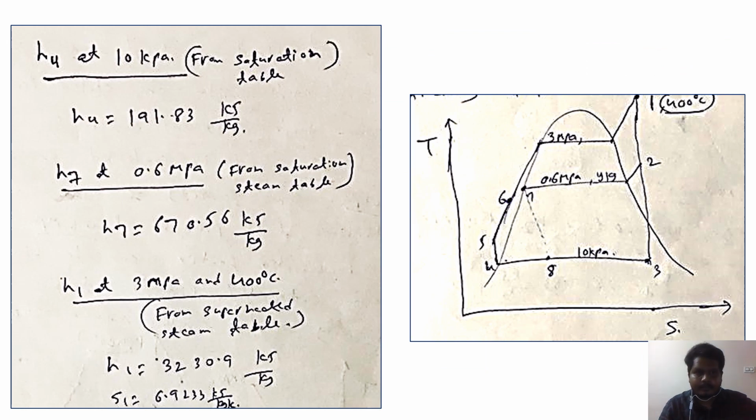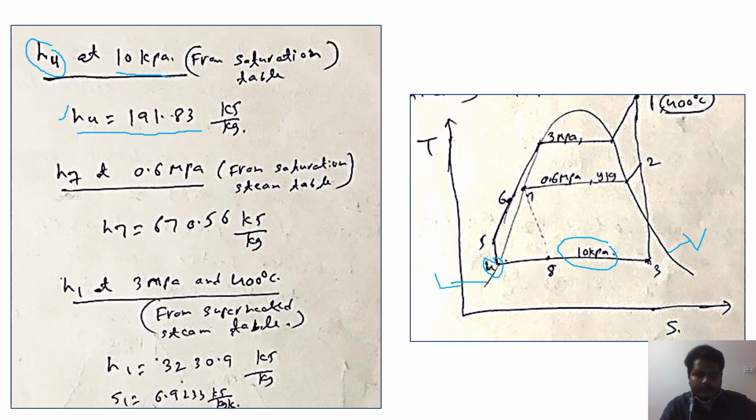Now let us find the enthalpy at point 4. Here this is point 4 in the TS diagram. This is the saturated liquid line, and this line is the saturated vapor line. Point 4 is on the saturated liquid line, so we have to refer to the saturation steam table at the given pressure of 10 kilopascal. From the saturation table we get the enthalpy at point 4 as 191.83 kilojoule per kg.